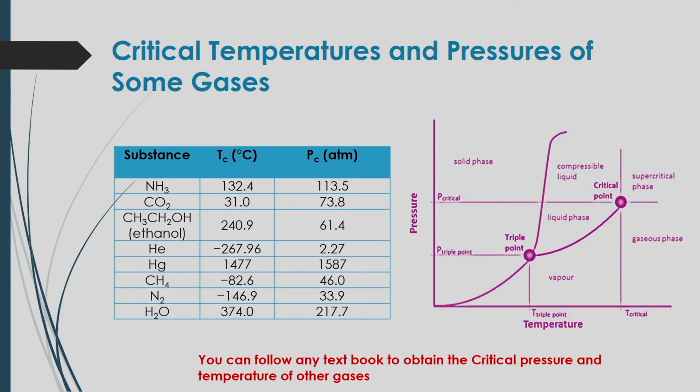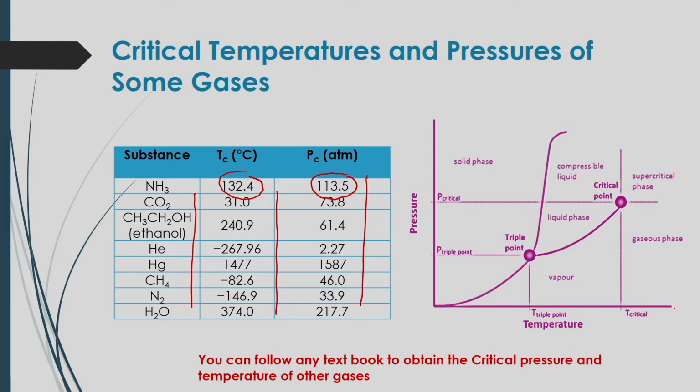Now, in this figure, the critical temperature and pressure of some gases are given in this table. For ammonia, the critical temperature is 132.4, whereas the critical pressure is 113.5. Similarly, for other gases, the critical temperatures and critical pressures are given here.